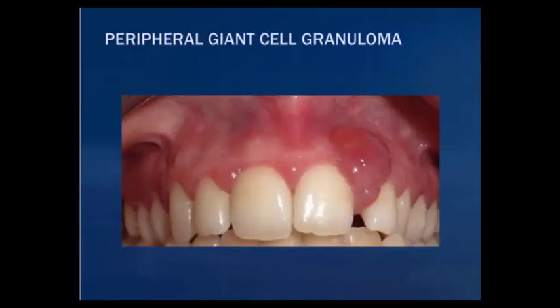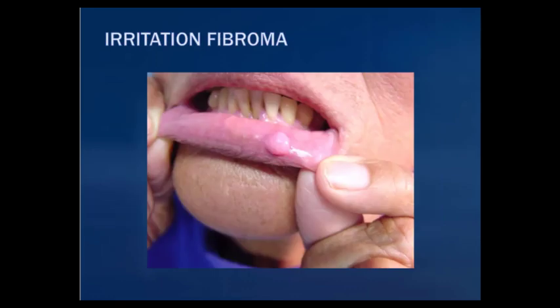A peripheral giant cell granuloma is going to look very similar to, or just like, a pyogenic granuloma, but the cause of these is unknown. So they're also going to be very vascularized, and they're going to occur just in the jaw, where a pyogenic granuloma can actually occur anywhere on the body. They are treated by surgical excision, and they generally don't recur.